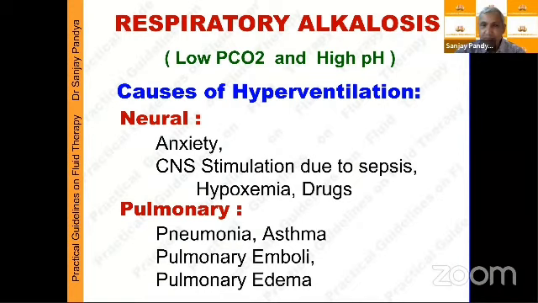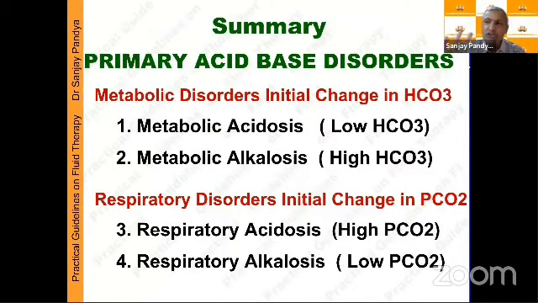So to summarize, we have only 4 disorders when we talk about acid-base disorders. Metabolic disorders are metabolic acidosis with low bicarbonate and metabolic alkalosis with high bicarbonate. Respiratory disorders are respiratory acidosis with increased PCO2 and respiratory alkalosis with decreased PCO2. So these are the basic things.